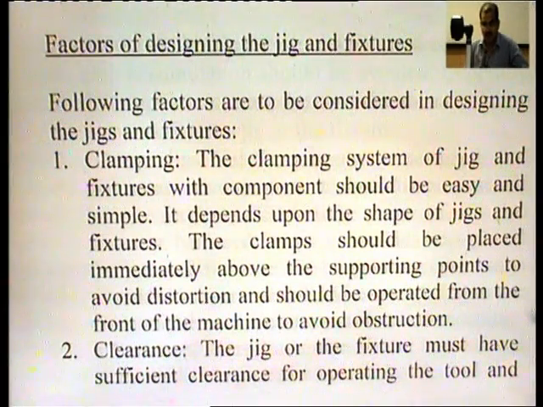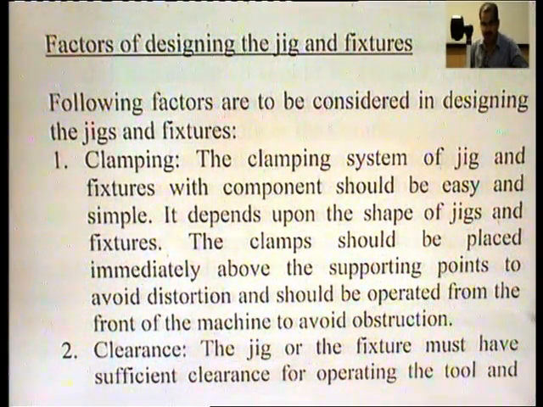The clamping system of jig and fixture with component should be easy and simple. It depends upon the shape of jigs and fixture. The clamps should be placed immediately above the supporting points to avoid distortion and should be operated from the front of the machine to avoid obstruction. So, the clamping system of jig and fixture should be simple and easy to understand, and it can be operated from the front of the machine.